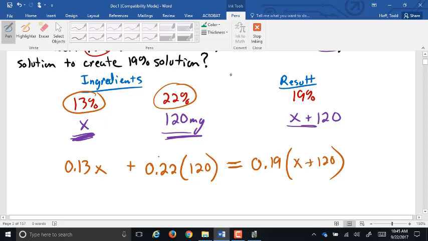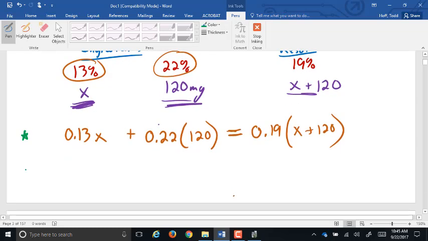That's the hard part. Once you get here, most people have an easier time solving the equation. Now I'm going to reduce like we did on that first example here today. I'm going to reduce each side separately if I can. Nothing I can do to the 0.13x, but I can combine 0.22 times 120. What is that, 26.4? That's all I can combine on the left side.